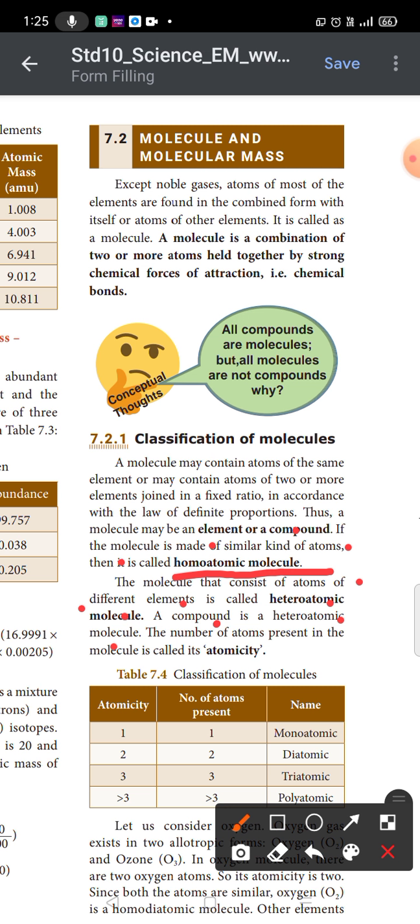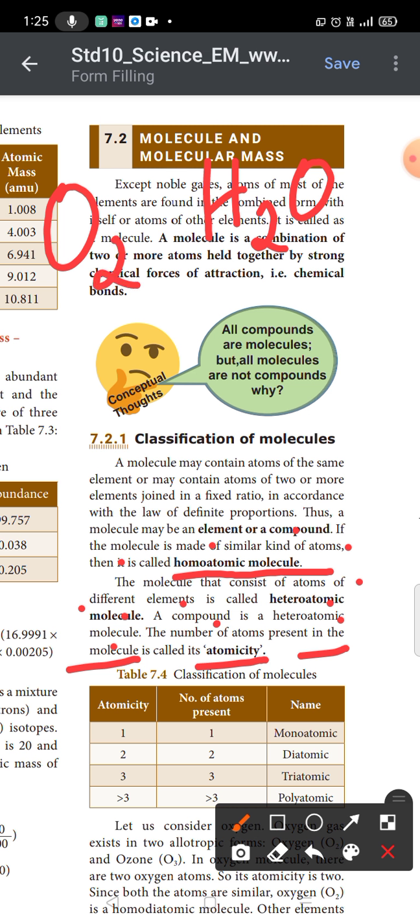So, the number of atoms present in the molecule is called atomicity. What is atomicity? The number of atoms present in the molecule. Let me take one element molecule and one compound molecule. One element molecule is oxygen and one compound molecule is water. The formula of water is H2O and the element molecule, oxygen, is O2 because oxygen has two atoms. Okay, so the two atoms are the number present in this molecule.